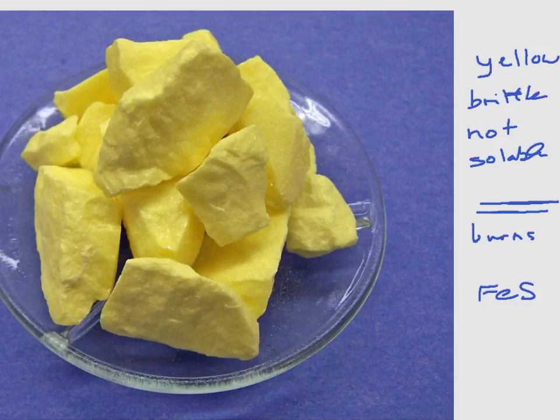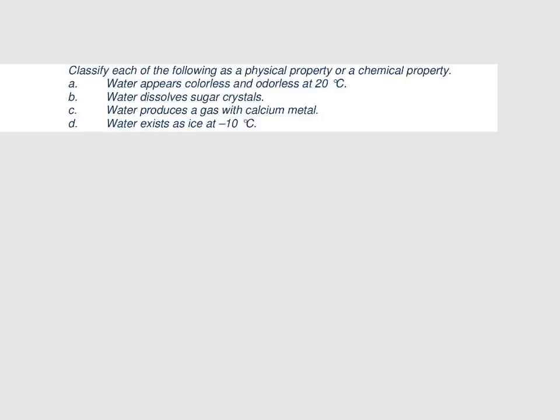And last but not least, we'll do a little example of a few questions about water. So here's a couple questions. Classify the following as a physical property or a chemical property. A. Water appears colorless and odorless at 20 degrees Celsius. What do you think? Colorless and odorless? In my mind, that would be a physical property. You're not going to change it by looking at its color.